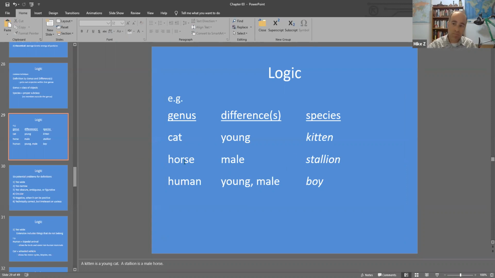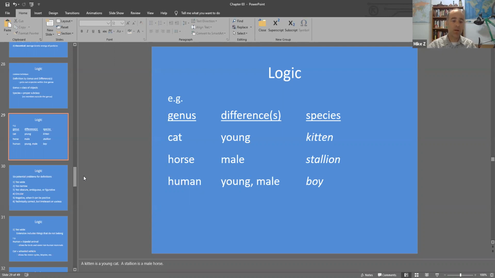It's a horse, but specifically it's a male horse. Or boy, here we've got to identify two separate differences because it's not good enough just to be young. It's got to be male as well, in the group humans. And so a boy is a young male human. Nothing fancy going on there.